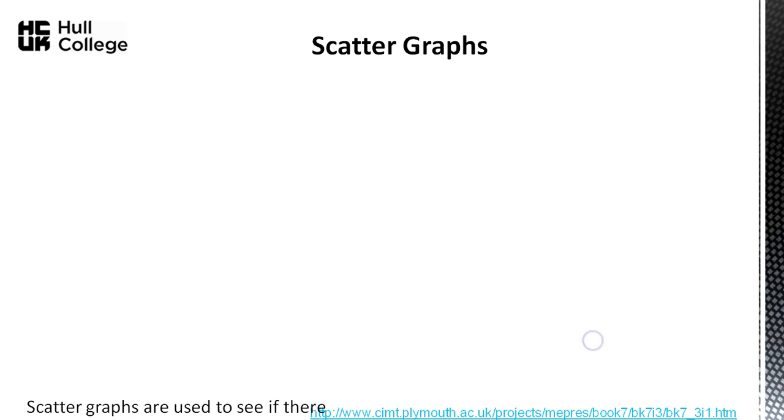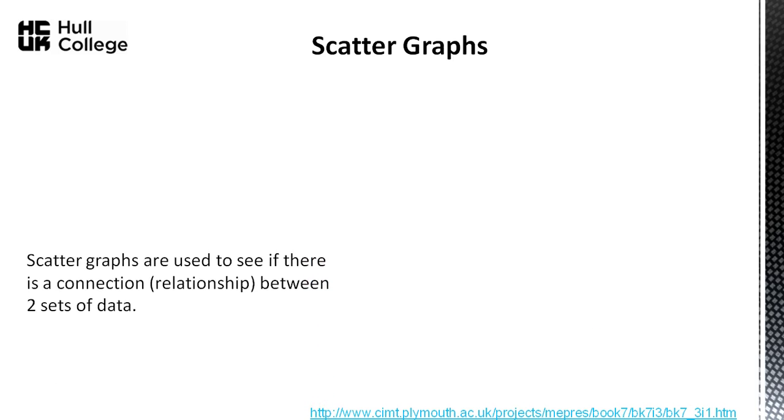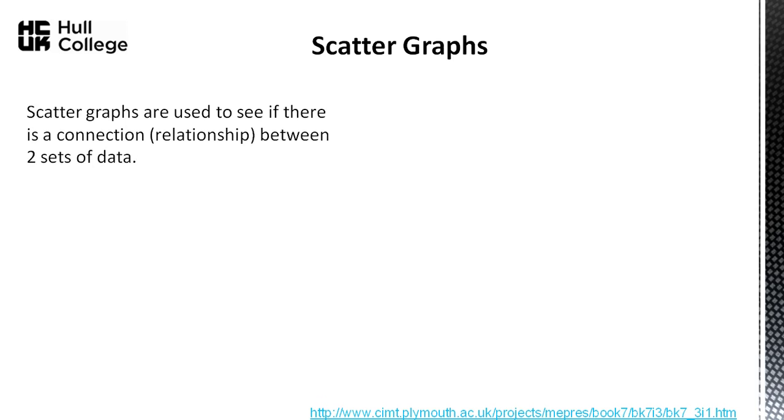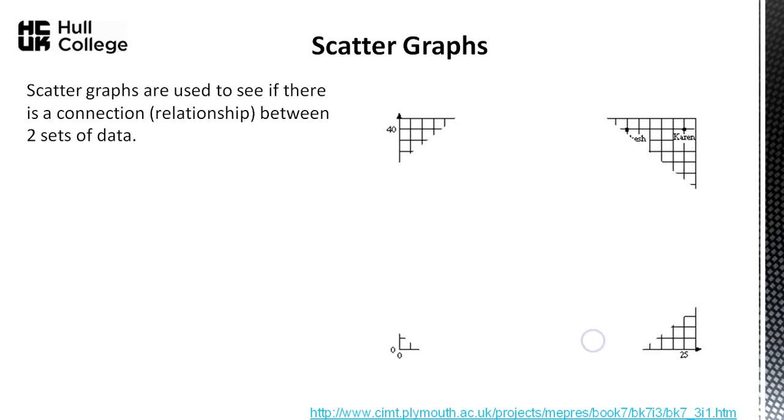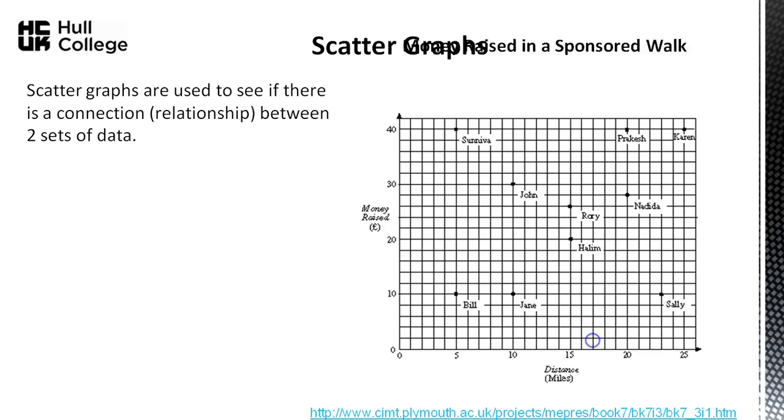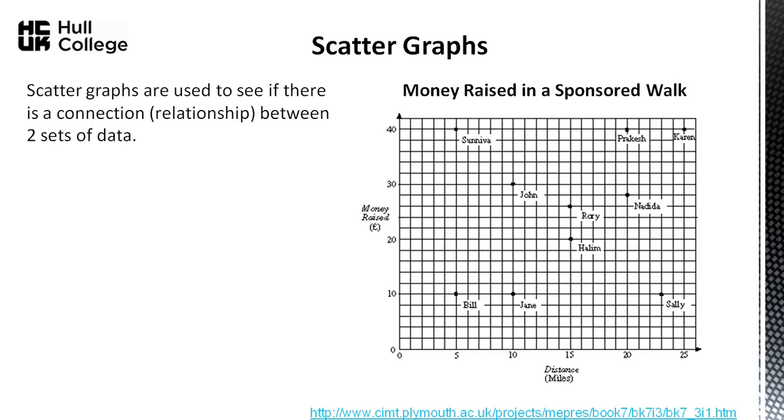Scatter graphs. Scatter graphs are used to see if there is a connection, a relationship between 2 sets of data. This one's showing the money raised in a sponsored walk. They want to see if there's a connection between the amount of money raised and how far each person has walked.